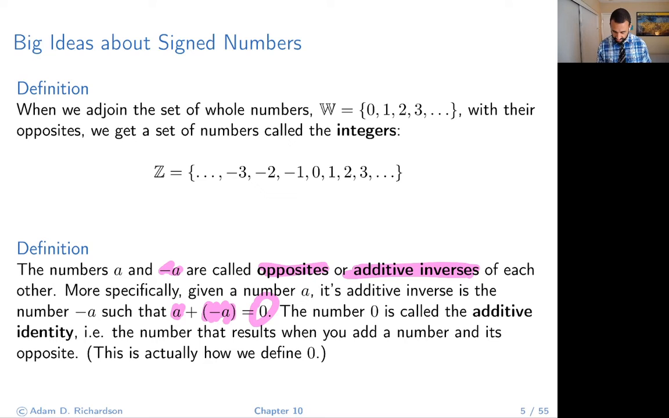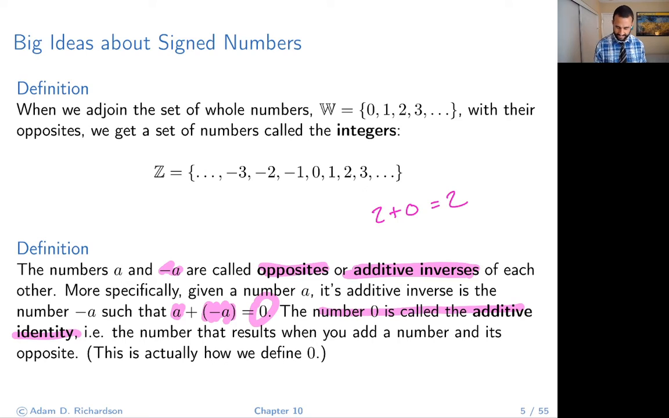And the number zero is called the additive identity, because zero is actually a pretty special number. It's the only number where if you add it to any other number, you just get that other number back. That's why we call it the identity. Let me give you an example here. This is going to seem kind of trivial, but this is what I mean. 2 + 0 = 2.